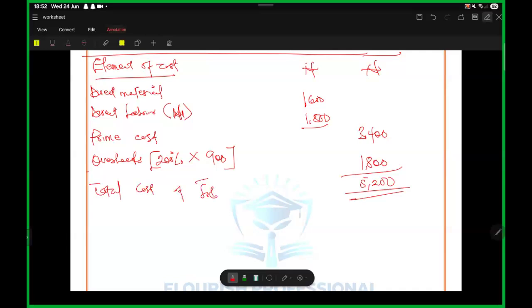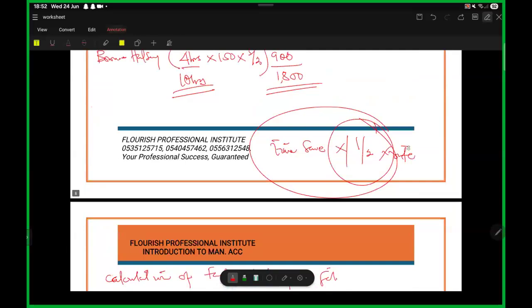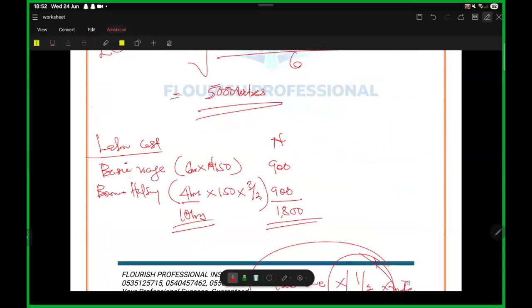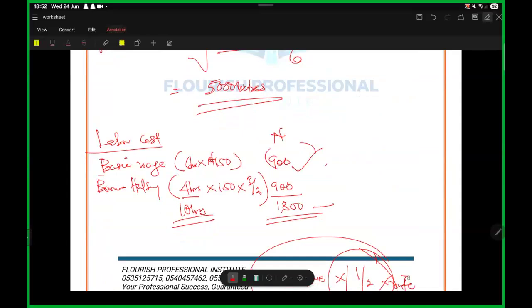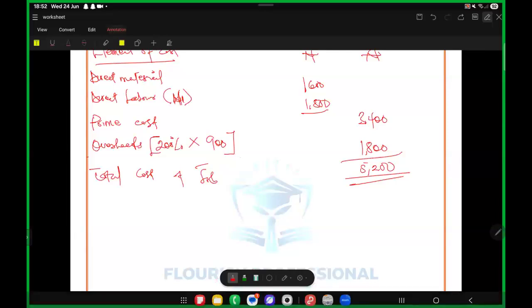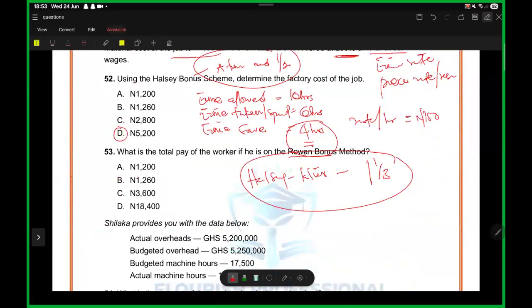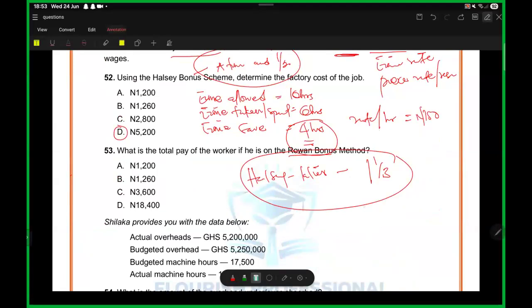Total cost of the job. Here, the total wage we are going to pay the person is 900. Then we added the bonus scheme, so this is the total emolument. We are not going to do it on the total emolument, but on the wage we are paying, the normal salary we are paying. That's what we calculated. Guys, is it 5,200? If it is 5,200, the answer should be D. Let's be checking so that we correct it together. Okay, so we are done with that, let's move on to 53.